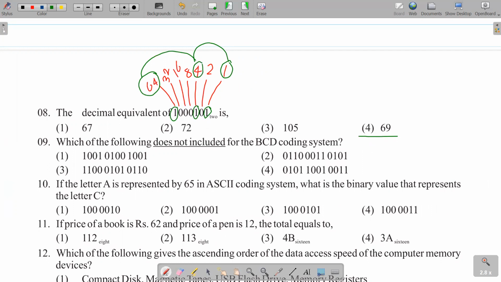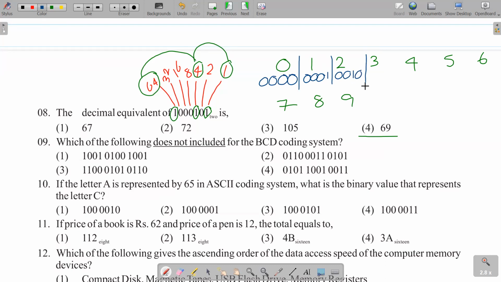Now, when it comes to the BCD coding system, it is there to represent the values 0, 1, 2, 3, 4, 5, 6, 7, 8, and 9 in binary. When you are representing those in binary, you use 4 bits. So 0 is represented as 4 zeros. 1 is represented as 3 zeros and 1. 2 is represented as 0, 0, 1, 0. Likewise, 3 is represented as 0, 0, 1, 1. 4 is represented as 0, 1, 0, 0.